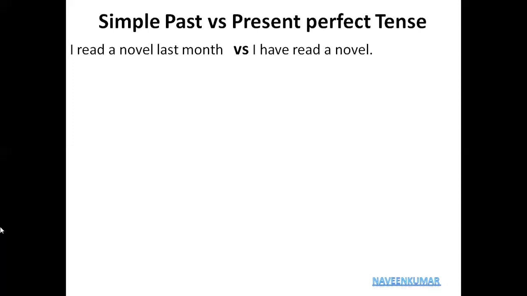That makes it simple past. I read a novel last month. In present perfect tense, I am not mentioning at what point of time that action got completed. I have read a novel. The action got completed, but I am not mentioning the time. That is the only difference between simple past and present perfect tense. But you have to be careful about the auxiliary verbs, helping verbs. There is a helping verb in present perfect tense, that is have or sometimes has.